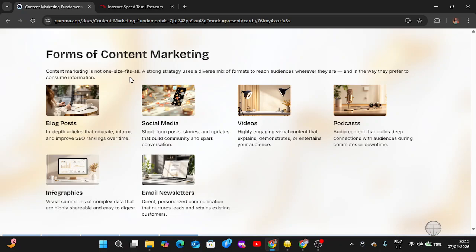So the next thing we have is social media, where we have short form content like video content, we have stories, we have feeds, that's the updates, and then we have updates that build community and spark conversation. Then we have videos where we create visually engaging content, so we explain and demonstrate and entertain our audience. The next thing we have is podcasts. Podcasts are like audio content where people build connections on platforms. So, for instance, you see people where they have a very nice studio where they have chairs and they have mics in front, and they're trying to talk about a particular thing in their industry. So they invite guests to come and talk about, maybe for instance, who's that?